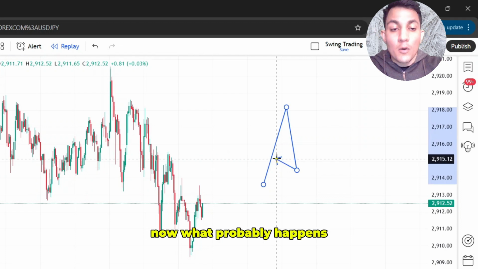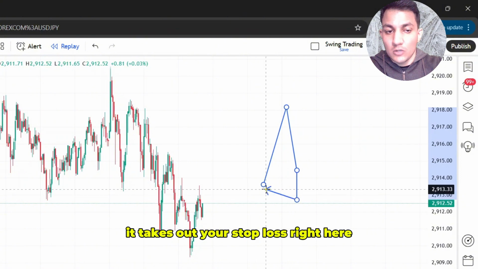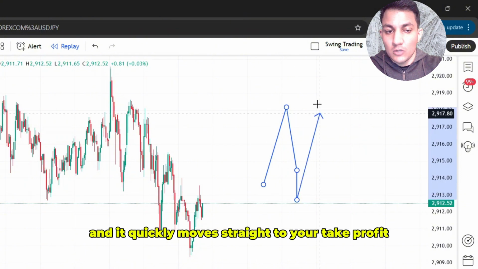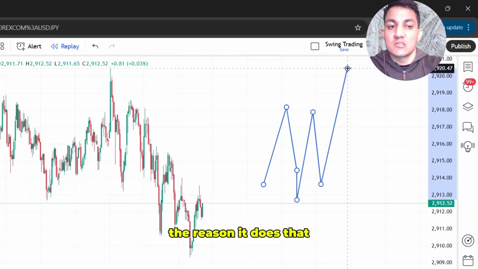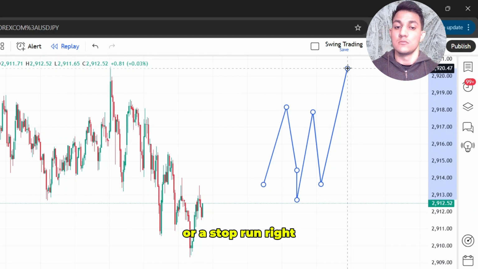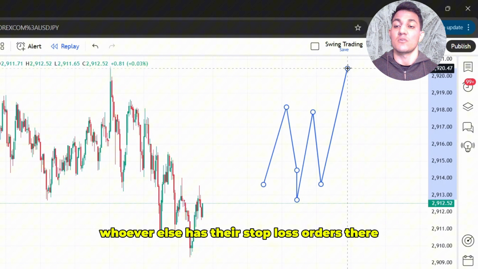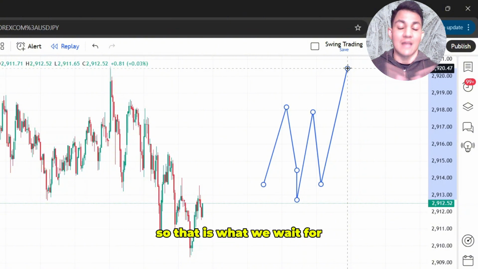Now, what probably happens, and this probably happens to you all the time, is that price comes down, takes out your stop loss right here, and it quickly moves straight to your take profit, or it gives you another entry and goes straight to your take profit, right? The reason it does that is because you didn't wait for something called a liquidity sweep or a stop run. That is what a liquidity sweep is. It's a fake move designed to take out your stop loss orders and whoever else has their stop loss orders there, and then quickly and aggressively move off in the opposite direction. So that is what we wait for, because once you wait for a liquidity sweep, any entry after that is so high probability, it's insane.